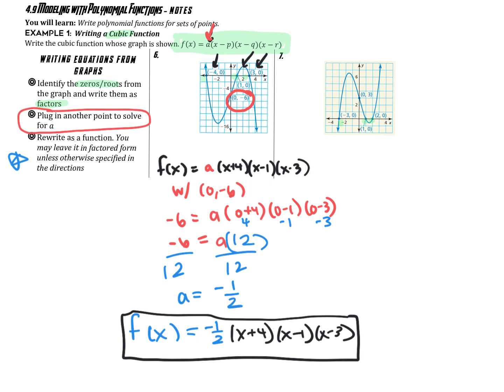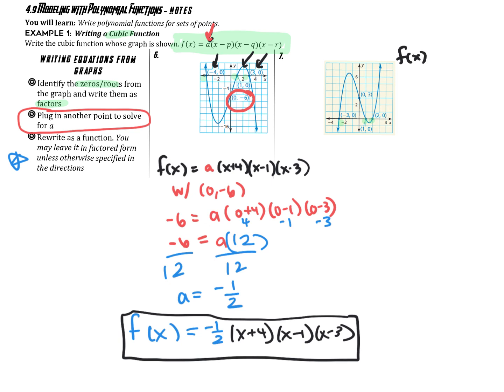If the directions specifically tell you to write it out, then you're going to need to multiply out the same way we have been doing. But for right now, you're probably just going to be able to leave it in factored form to save time. So I'm going to encourage you to pause the video and work through number 7 on your own, and then unpause the video and see how you did.